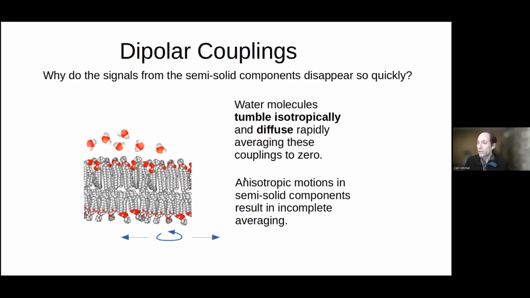So now in the lipids, the lipid molecules, of course, rotate rapidly about their long axis, and they diffuse within the plane of the membrane. So those motions do partially average these dipolar couplings, but they're not sufficient to completely average them away the way the isotropic diffusion and motion of the water molecules of the aqueous components do. So there are dipolar couplings left in the lipids.